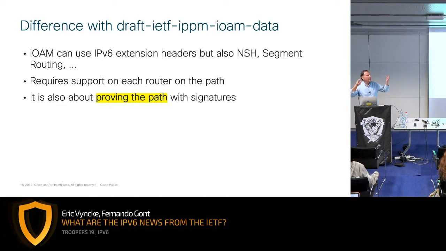In this case, in situ OAM, this is within one administrative domain, so one operator, one enterprise, using hop-by-hop extension headers mainly, and it requires support on each and every router. And each and every router on the path is putting timestamps, and also can sign that this packet is going through this router. That's very important for security.